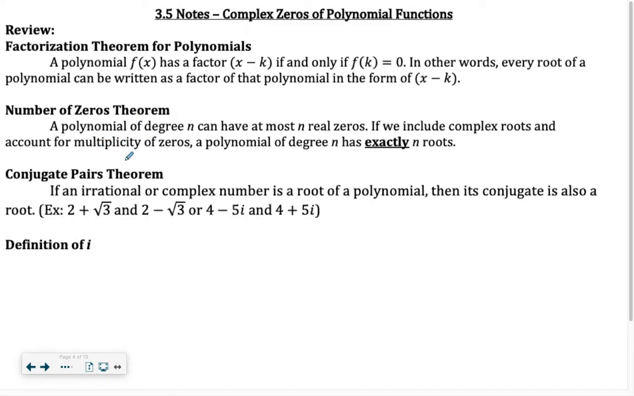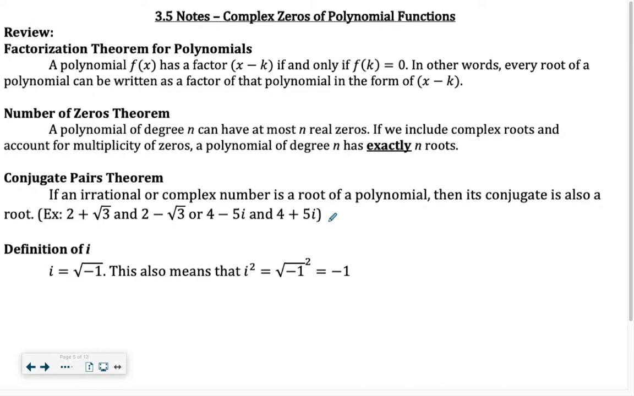All right. The conjugate pairs theorem that we looked at said if an irrational number is a root, then its conjugate is also a root. So in this section, we're also going to look at complex numbers. A complex number is an imaginary, something like 4 minus 5i. If 4 minus 5i is a root, then 4 plus 5i is also a root. Irrational or complex numbers always have to come in conjugate pairs when we're talking about zeros.